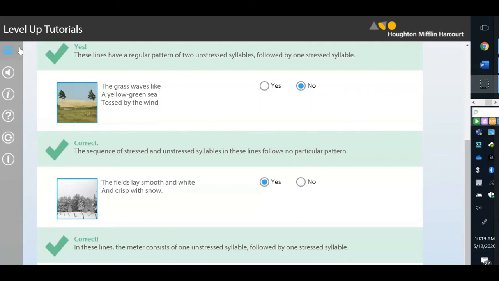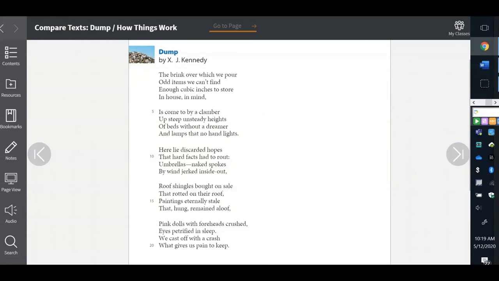Now that we've had a refresher on poetry form, let's look at the poems for this week's lesson. Listen as they are read aloud and think about what you just learned about rhythm and rhyme. We'll start with Dump.